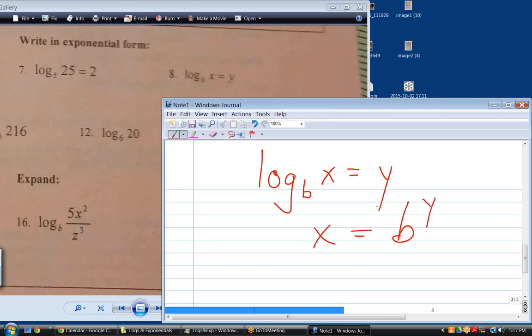The way I remember it is when I'm going from log to exponential, I actually do it backwards. I do this to this power equals that. So I end up getting the same thing, I just reverse it. Just because that's the way I memorize it. Doesn't matter. You don't have to use my method for memorizing it at all, as long as you can get it.